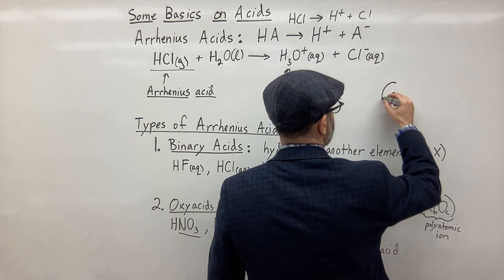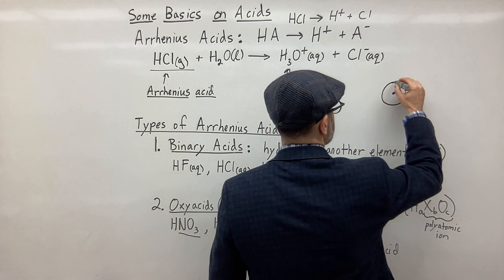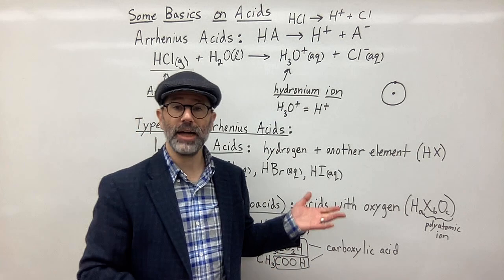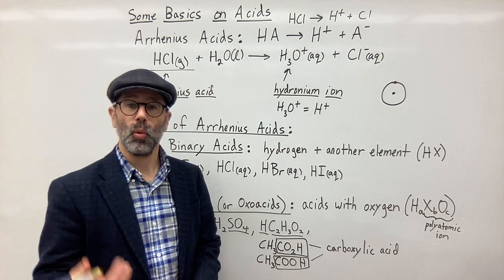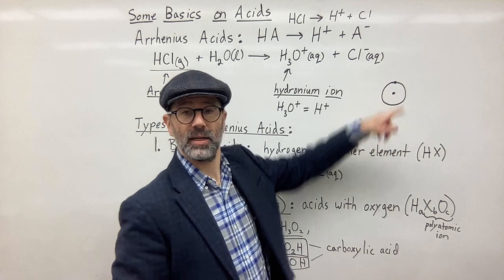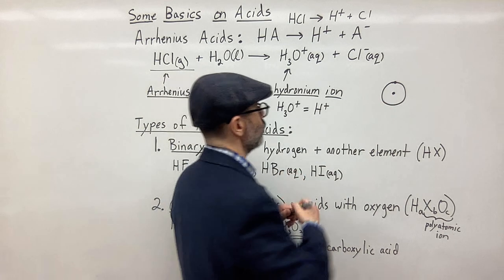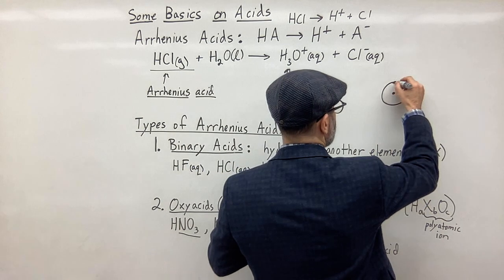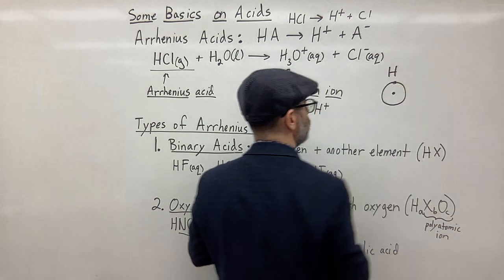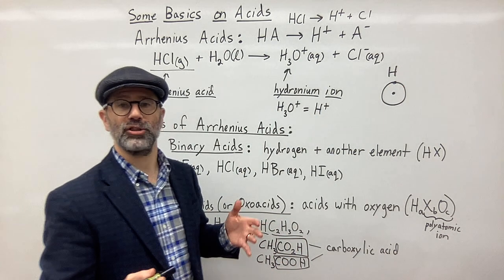So if we look at the hydrogen atom, your hydrogen atom has one electron, one proton. The one proton is in the nucleus. Your one electron is on the outside. So this would be your H. So hydrogen, no charge on the hydrogen.